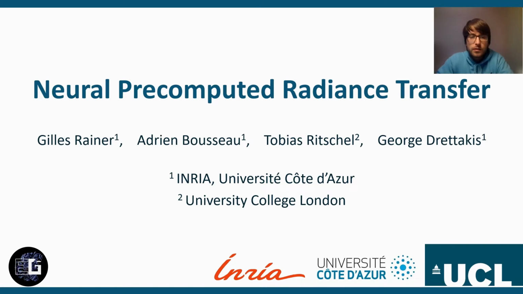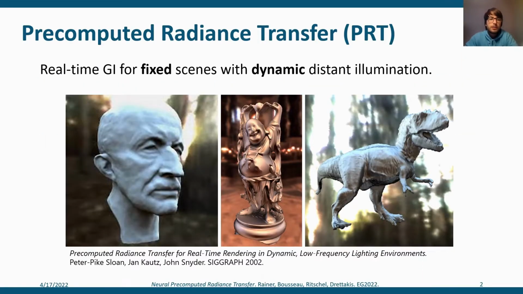As the title suggests, the aim of this paper was to revisit precomputed radiance transfer with deep learning tools. But where does PRT come from? The original paper was published by Sloan and colleagues in 2002.